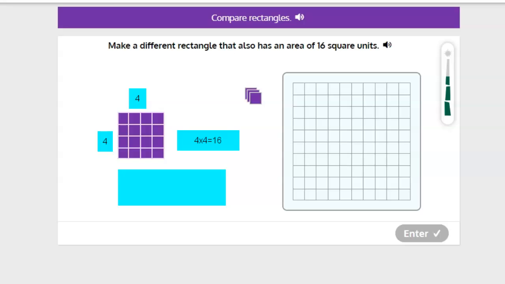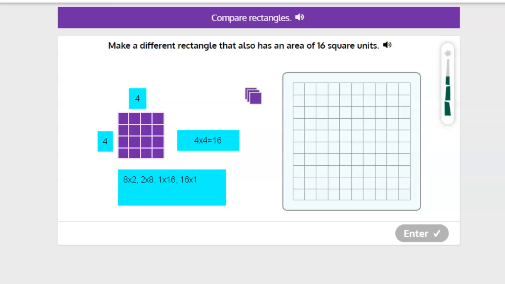About those factor pairs that you came up with. So we already have 4 times 4, which we know will give us an area of 16 square units. What other ones did you guys come up with? We know that 8 times 2 will also give us an area of 16. 2 times 8 will give us an area of 16. 1 times 16, and 16 times 1.